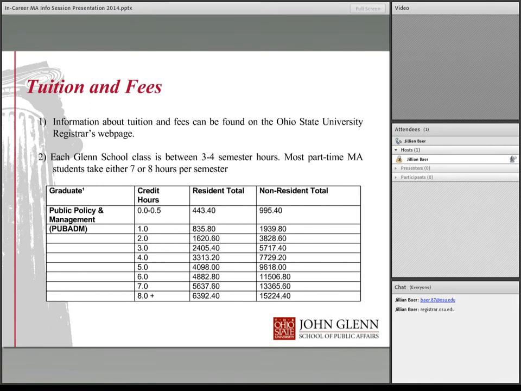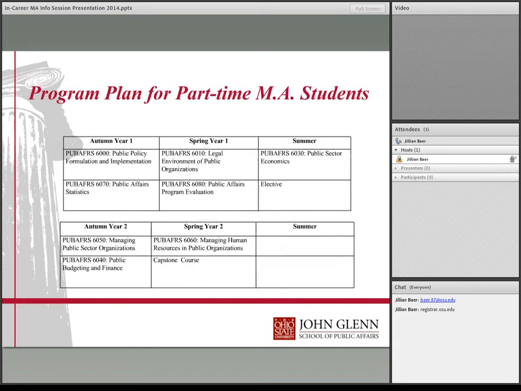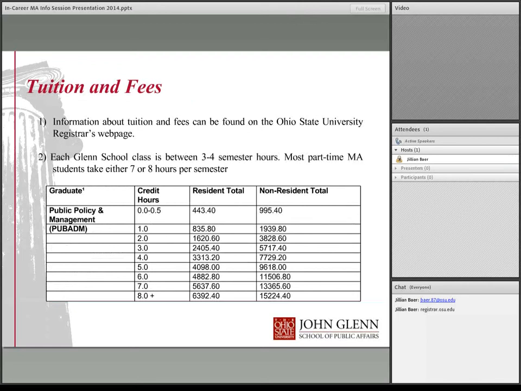But this is a good overview because most of our MA students, if you take 2 classes at a time, like that previous program plan that we discussed, you will always fall at either 7 or 8 credit hours. And this is per semester. So if you go over just one column, you can see the resident total there at 5,600 or 6,300 for a given semester, and you can start to total up what the cost would be for you if you were to go 5 semesters, right? Or if you prolong it, if you only take 1 class.